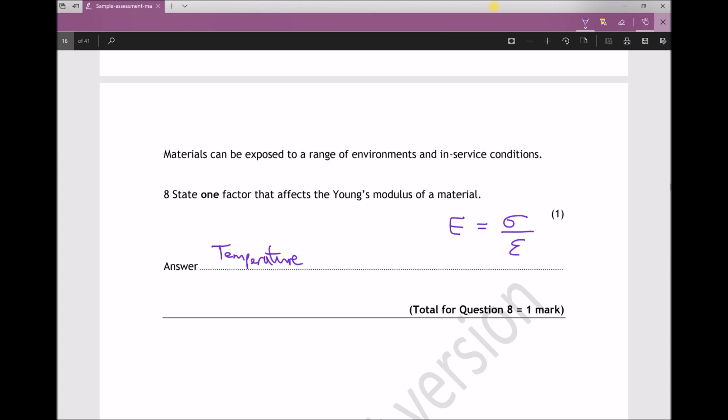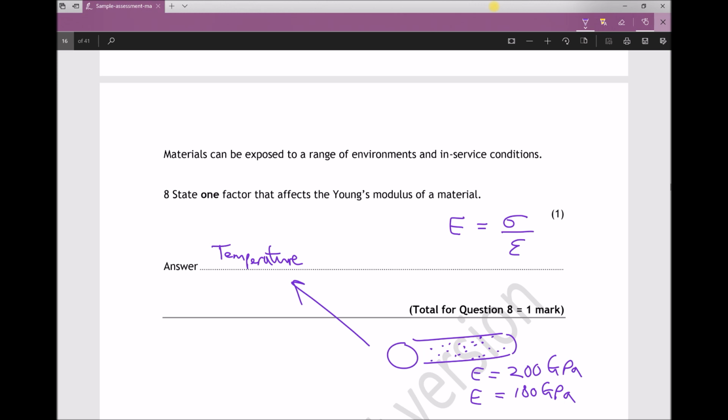Now on the marking scheme, it does mention another factor, and the factor that it refers to is impurities in the material. So if, for example, we had a piece of steel and we knew that the elastic modulus of this grade of steel was 200 gigapascals, any impurities in that material, so any contaminants or particles that weren't supposed to be in that material, would potentially affect the elastic modulus. It might, for example, cause the elastic modulus to decrease to 180 gigapascals. Therefore, another suitable answer here would have been impurities in the material or contaminants in the material.